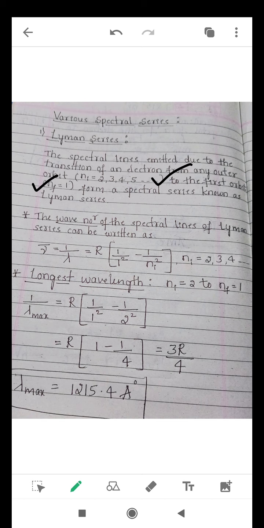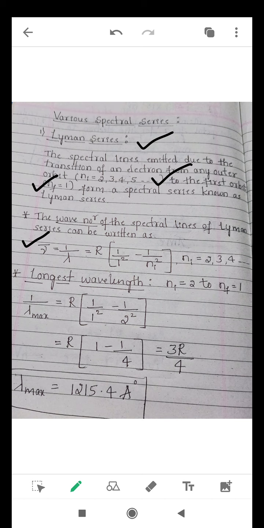For this we will determine the wave number. The wave number is mu bar is equal to 1 by lambda, which is equal to R times 1 divided by 1 square minus 1 divided by Ni square. Ni values are 2, 3, 4 and so on. This is how we can determine the wave number for the Lyman series.